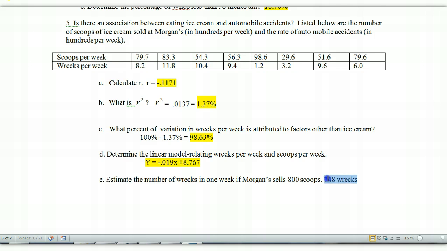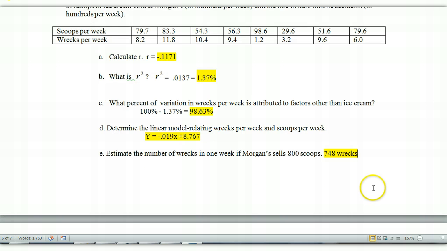We would just expect the average, right? Because they're not linearly correlated. We don't have any other reason to believe anything other than the average would happen.